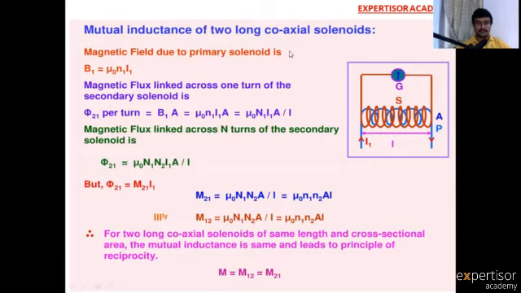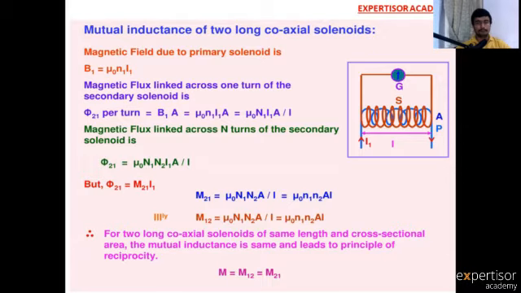Mutual inductance of two long coaxial solenoids. What is the meaning of mutual inductance? Mutual inductance is nothing but the generation of induced EMF in the secondary coil with respect to the primary coil, which is neighboring to the secondary coil. This is the mutual inductance.